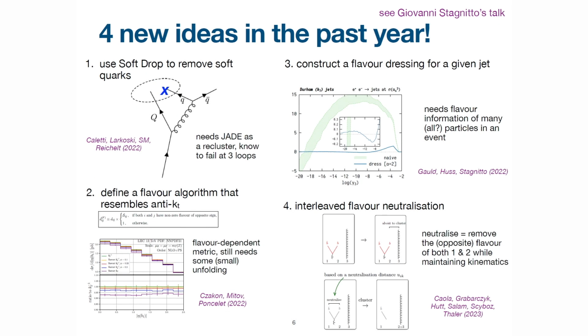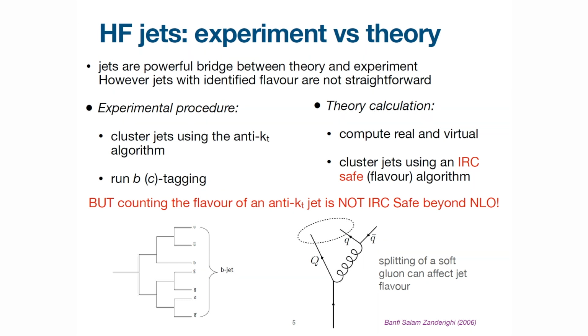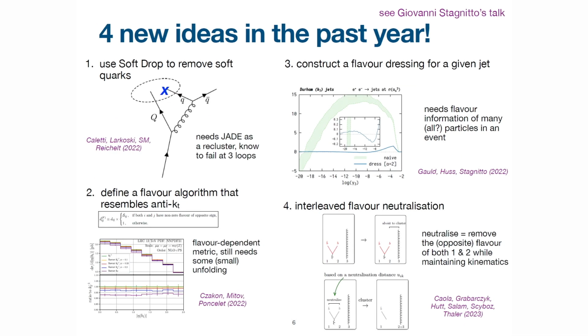Now, why do I mention this? Because in the last year, this problem came into fashion again, and there were 4 different attempts to solve this issue. Well, you may ask, but why? One thing I should have said is that Banfi, Salam, and Rojo not only figured out the problem, but they also found the solution. The issue with this solution is that the algorithm they devised is not anti-KT, and so it's not easy to apply it to current LHC analyses.